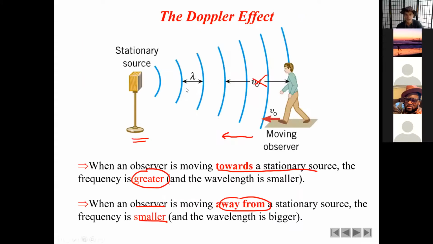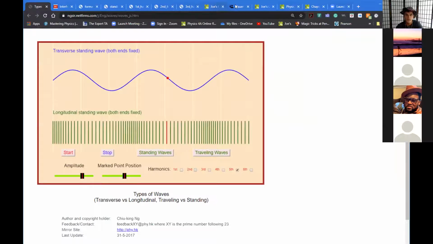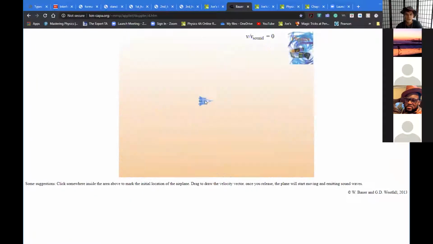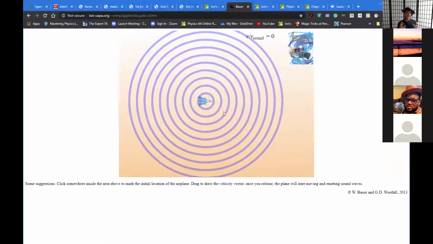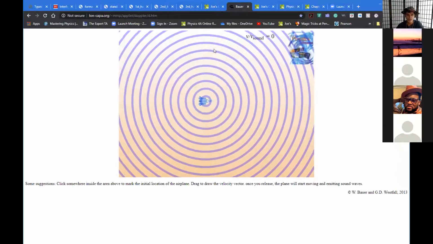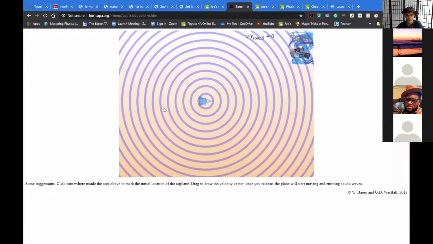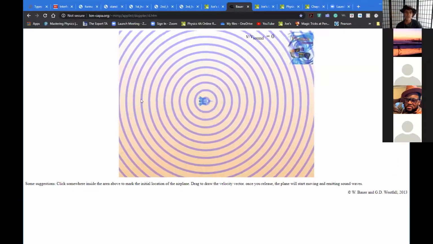Now, let me just stop this. Let's do a new share for a second. Simulations, this one, Doppler effect. Okay, let's look at this another way. Let's say I've got this sound source, and it's not moving, so it doesn't depend on where I am. If I'm right here, or right here, or right here, I'm going to detect the exact same frequency that it's emitting.